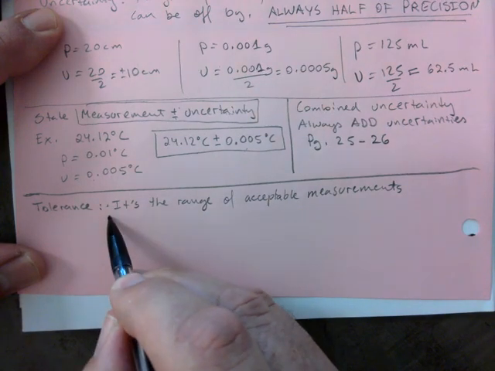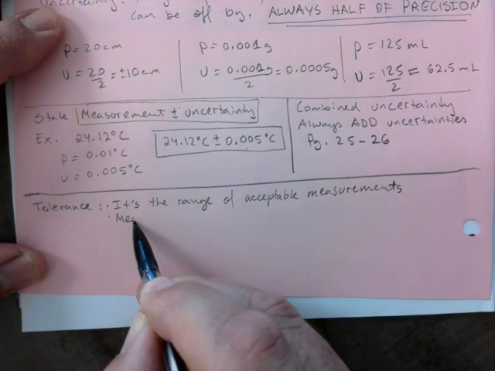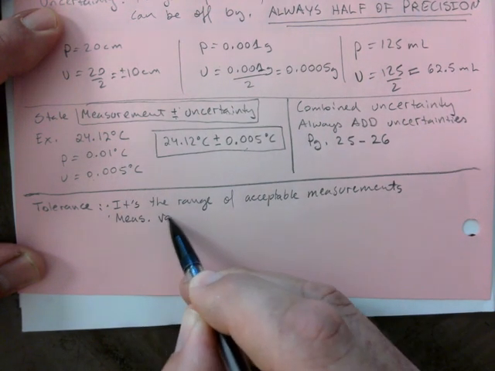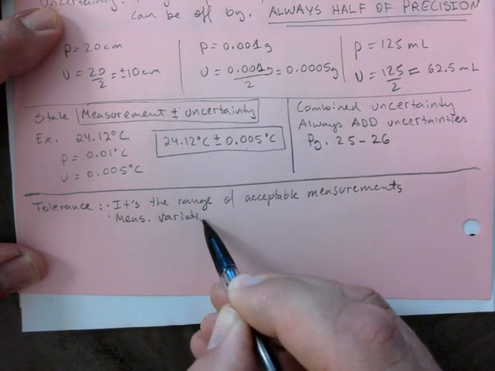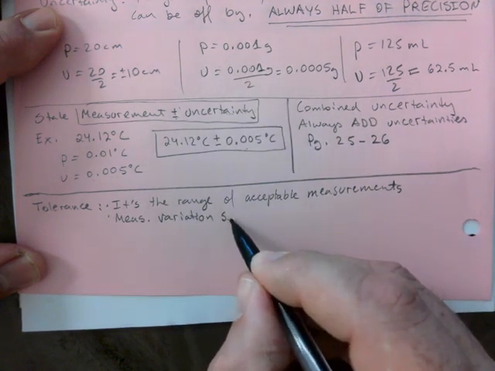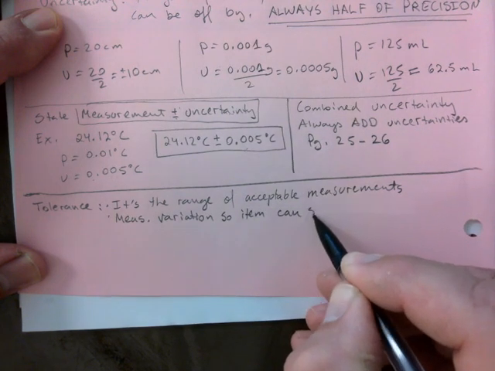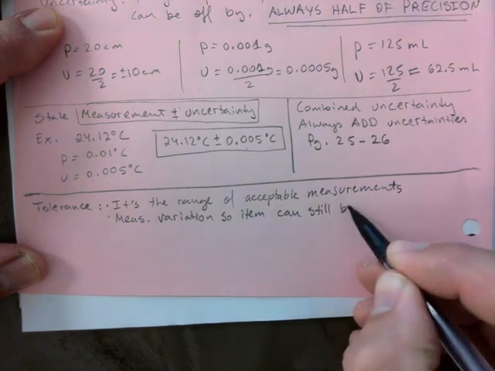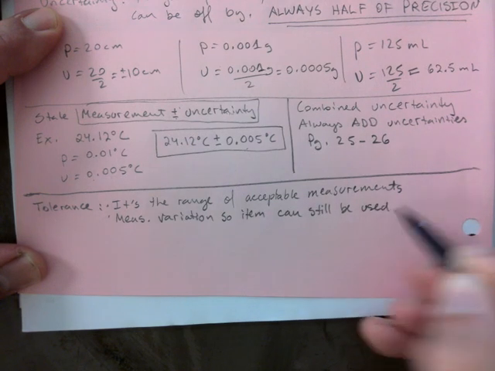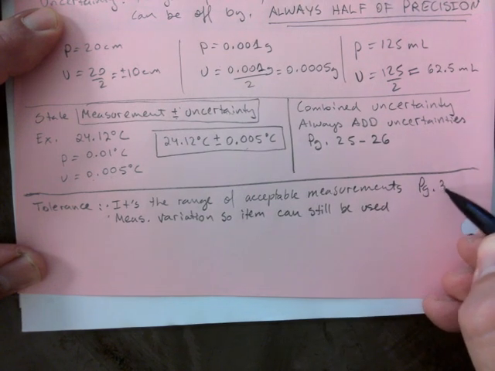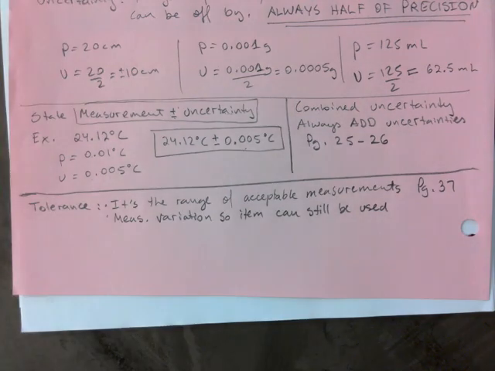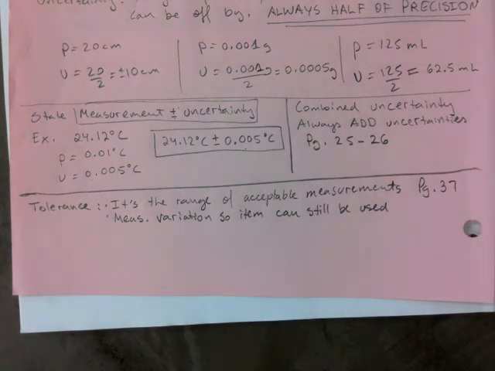I like this one. I'm going to summarize it. Measurement variation, so that item can still be used. I will go to page 37 in case you need more, right? Measurement variation, so that item can still be used or is still acceptable.